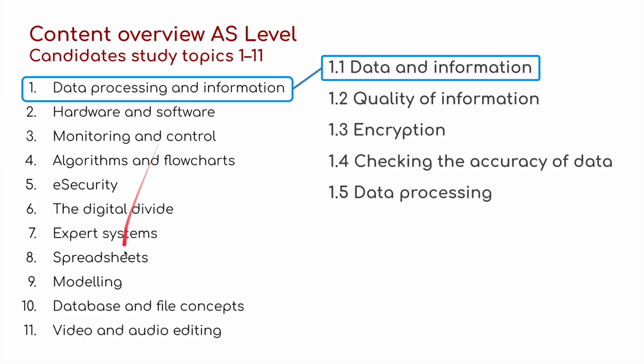As you can see, we've got 11 topics to cover in AS Level Information Technology. You will study all of these 11 topics. But the first topic is data processing and information, and we're going to be looking at the first part out of 5, data and information. What is the difference between data and information?